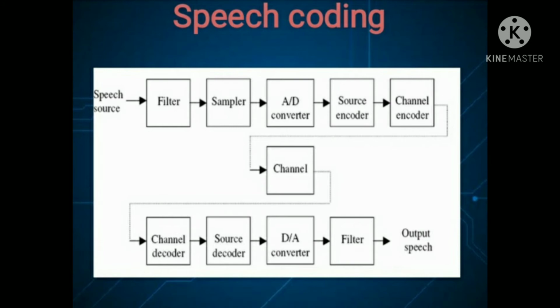And this is applied to the channel encoder. The channel encoder provides the GSM receiver with the ability to detect transmission errors and eventually correct some of them, which also improves the transmission quality. Next is the channel. The channel is a medium through which we can connect the transmitter and receiver, that sends the information from transmitter to receiver.